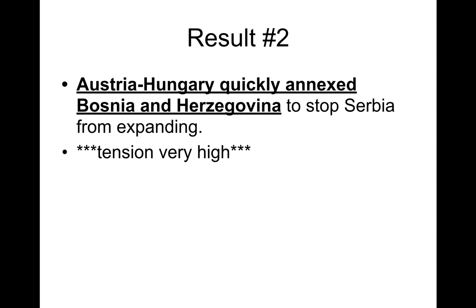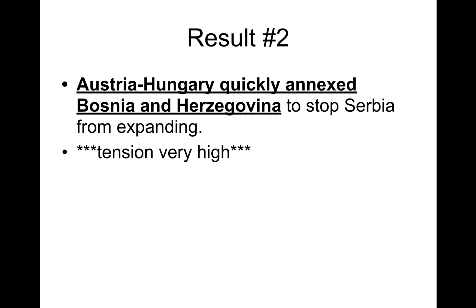So as a result of this, and I want you to write this in the second box on the far right, Austria-Hungary quickly annexes Bosnia and Herzegovina to stop Serbia from expanding. So what ends up happening is that Austria-Hungary, who's big, who's powerful, they go in and they look at these two countries, Bosnia and Herzegovina, and they annex or they add both of those countries to their empire. And they do it before Serbia does it. And this creates very, very high tension between Serbia and Austria-Hungary.